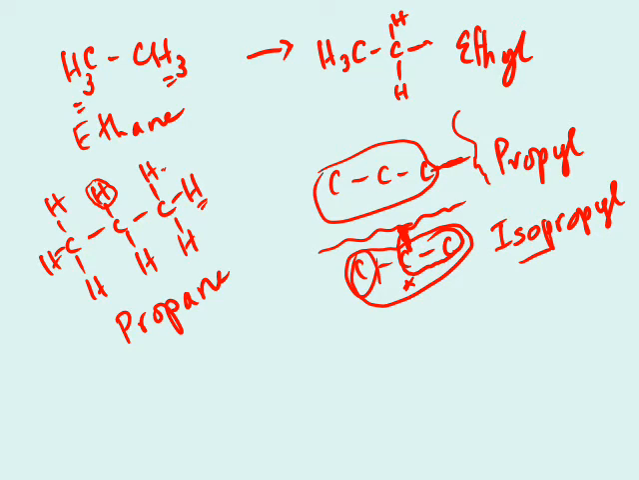So there could be two kinds of propyl. One is normal propyl or just propyl, and the other one is isopropyl. Similarly, for butane, I can have more than one, which we're going to show you next. Now from butane, I can get a number of butyl groups. Keep in mind that there are two types of butane I can draw. Let's first draw the skeleton structure.